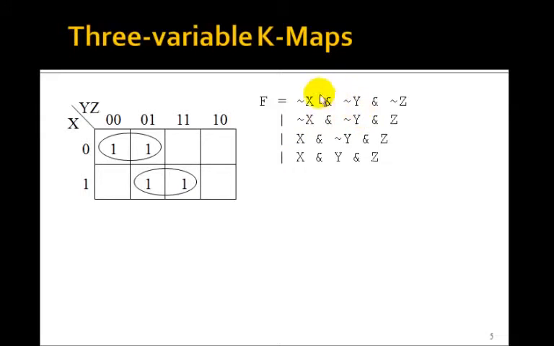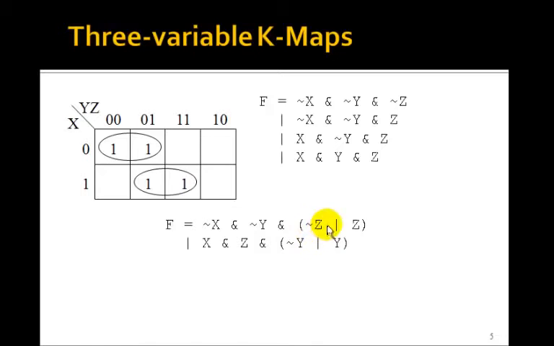Not x and not y, so I can factor that out. I get not x and not y ANDed with not z or z. What's common here that I can factor out? I have an x and a z I can factor out, and I'm left with not y or y.